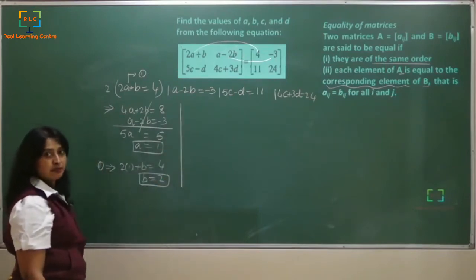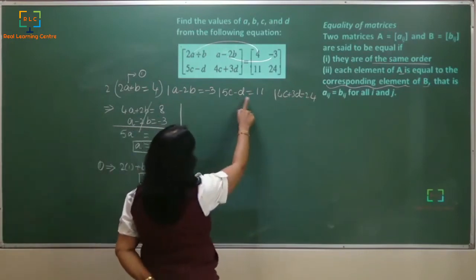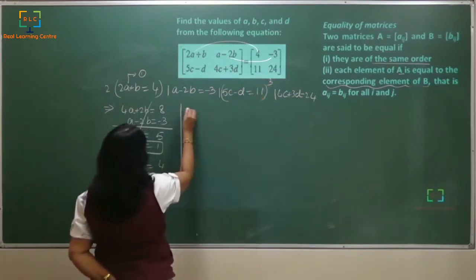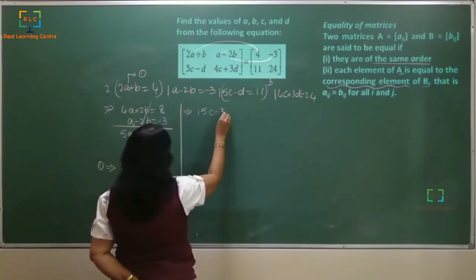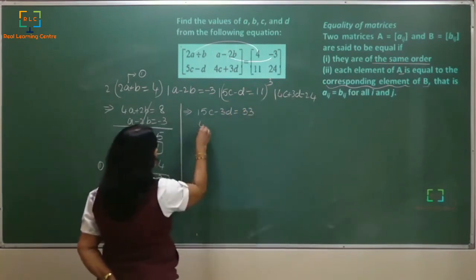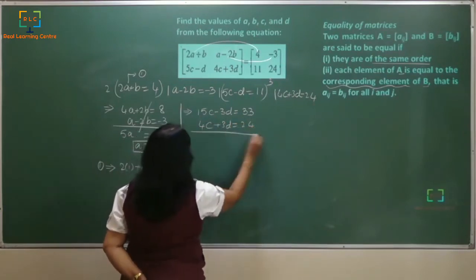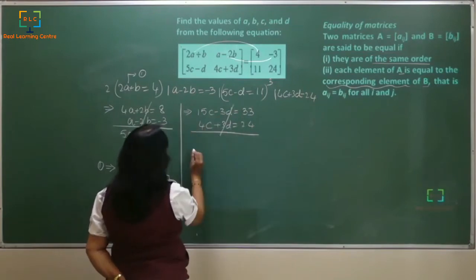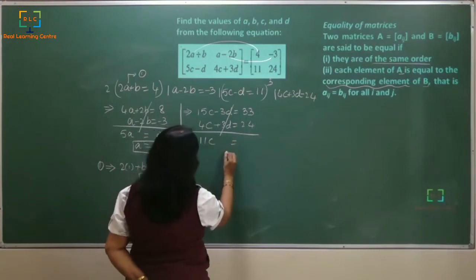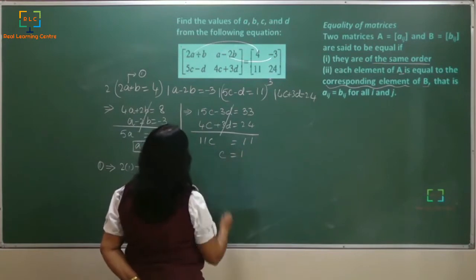Similarly, I am going to solve the other two equations. 5C minus D you have, and here you have 4C plus 3D. So I shall multiply the first by 3. That gives me 15C minus 3D is equal to 33. Then 4C plus 3D is equal to 24. So 3D and 3D get cancelled. 15 minus 4 will be equal to 11C.